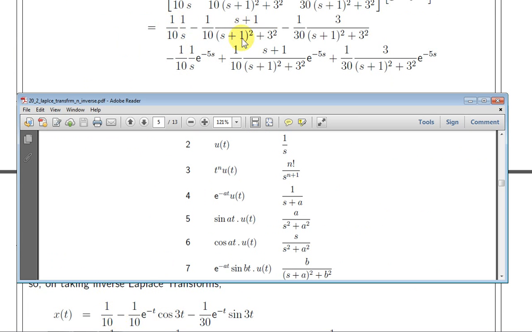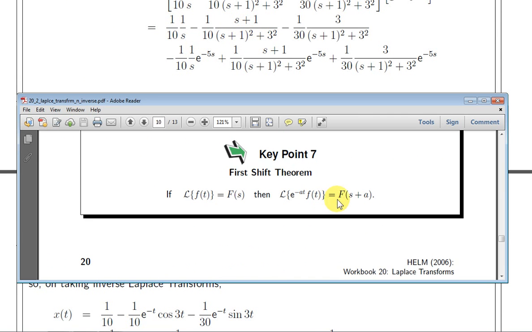Now the next term has the form s over s squared plus 3 squared, as we discussed already. The constant in the denominator is 3 squared. So if it was just s over s squared plus 3 squared, the answer would be cos 3t. But you see s has been shifted by 1. So we have to use the first shift theorem to deal with this. So as a reminder, here is the first shift theorem. So here we have a function of s plus a, where a in this case is 1. A is not 3 now. This a represents something different.